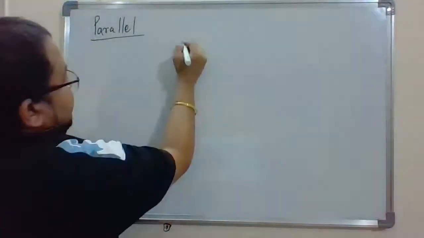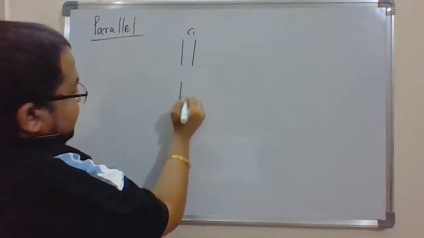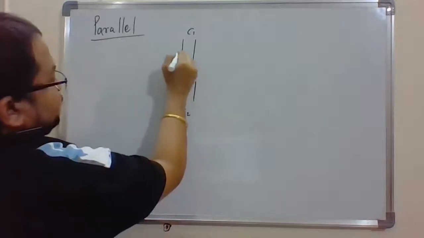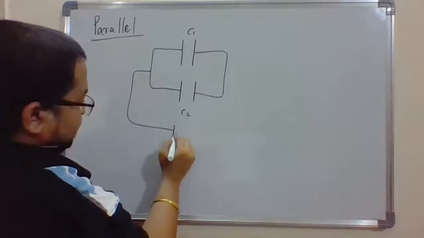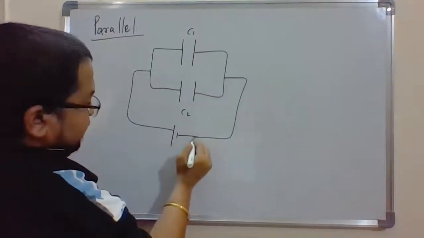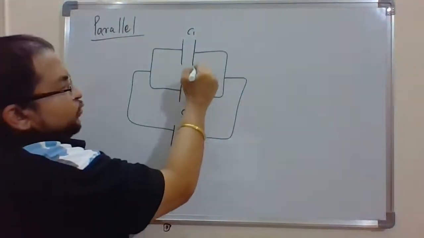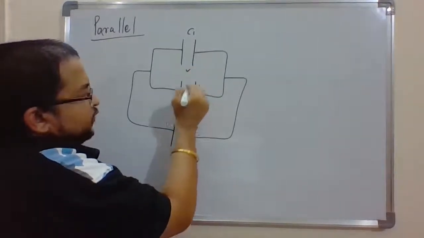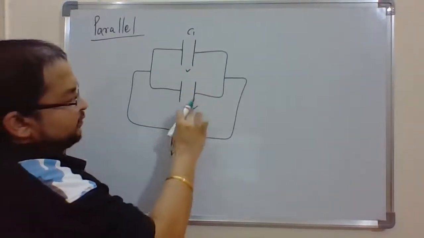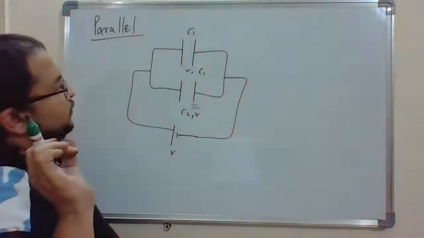Here I have capacitance C1, here I have capacitance C2, both of them are connected in parallel and connected to an external cell with potential difference V, right? Now I know that the potential across C1 will also be V, and the potential across C2 will also be V. So C2, V, and C1. This one we know, right?